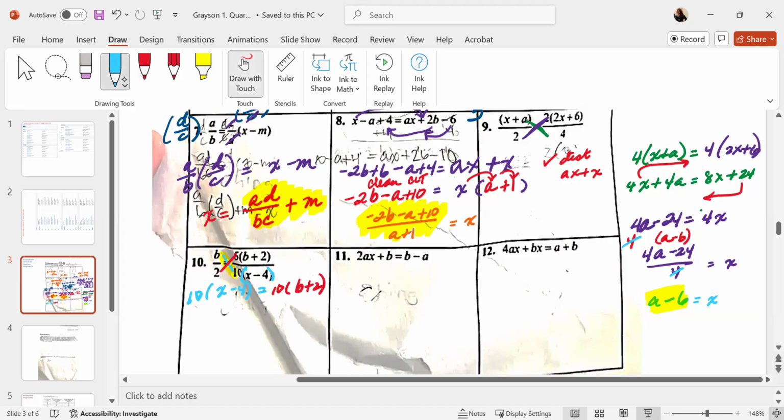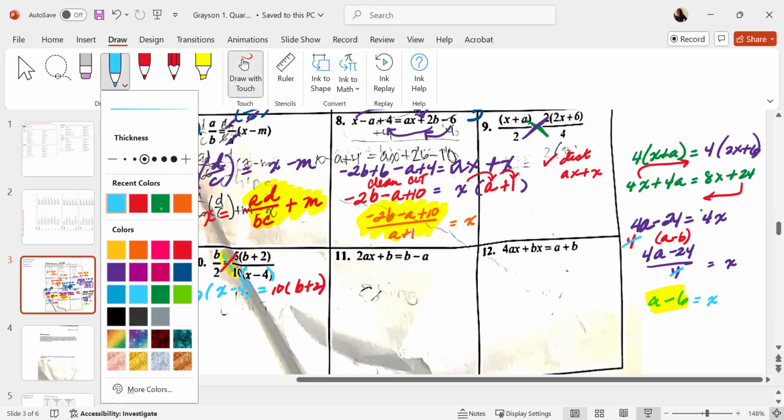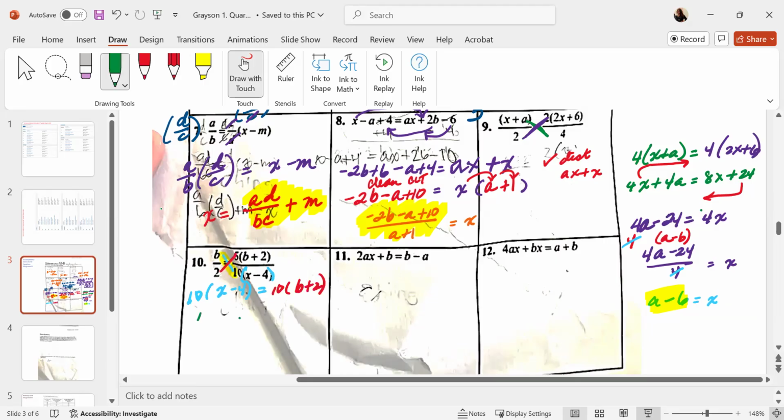So then what we're going to do is distribute this. And when we distribute this, you're going to end up with 10x minus 40 equal b plus 12. And since you're solving for x, we're going to add the 40 over. So we're going to add 40. So you have 10x is equal to 10b, 20 plus 40 is 60, right?